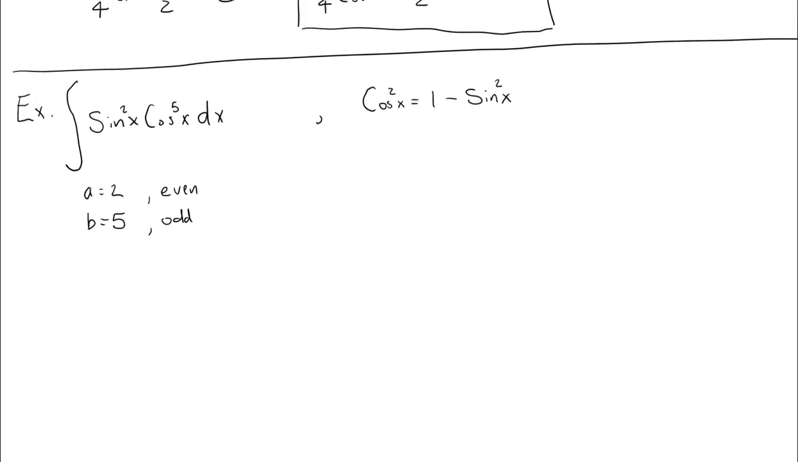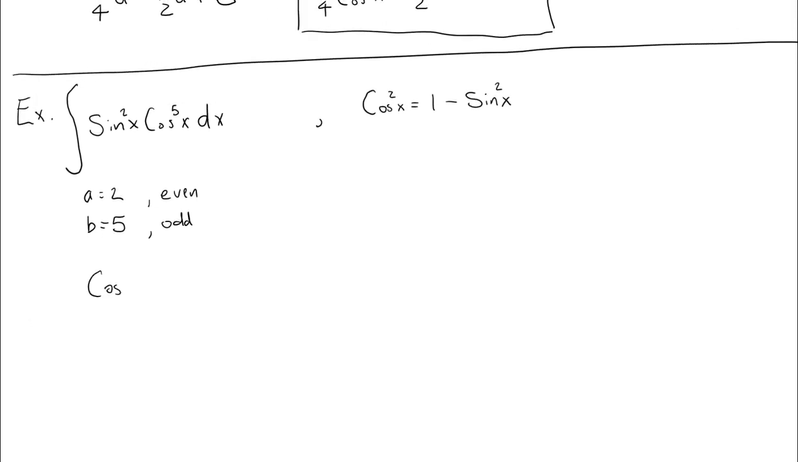So now what we can do is take this cosine to the 5th of x, and it's going to be slightly more complicated than the last example. But what we can notice is this is actually cosine to the 4th of x times a cosine of x. So it's really an even power times an odd power.